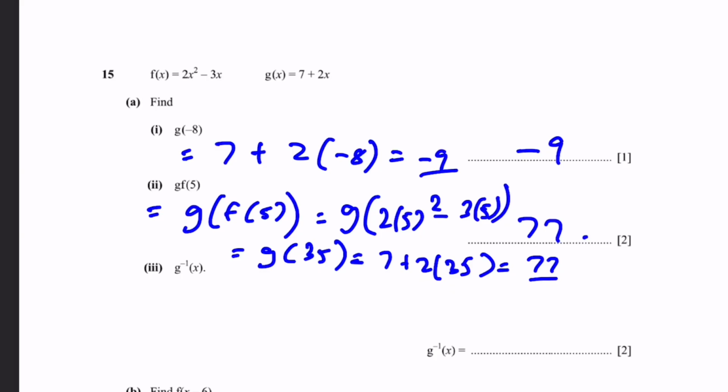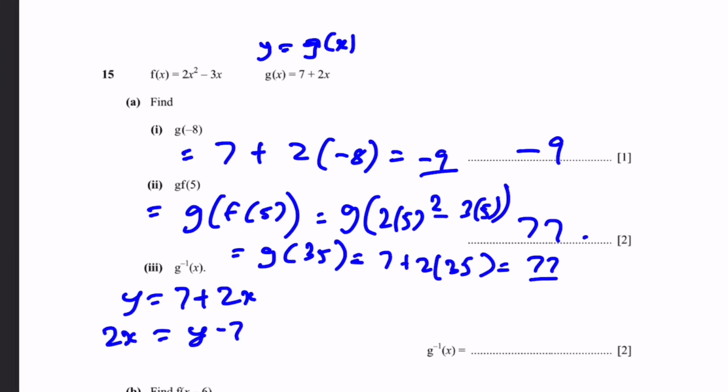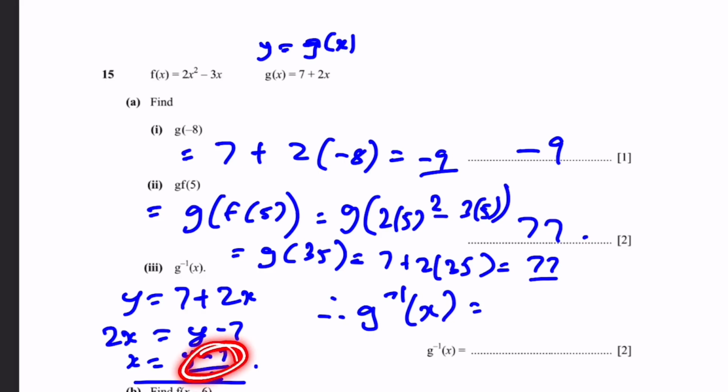To find g inverse, first let's write y is equal to g of x to make things easier to write. And now, after you've written y equals 7 plus 2x, now we just swap it to make x the subject. So 2x is equal to y minus 7. x is equal to y minus 7 by 2. And therefore, this g inverse of x, we just write the same thing, right? y minus 7 by 2.